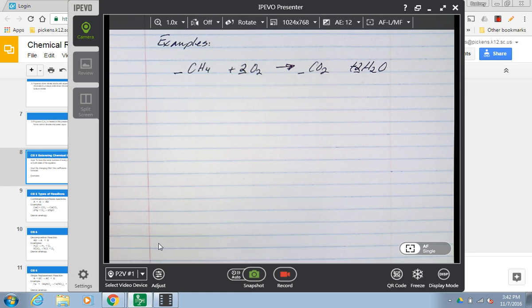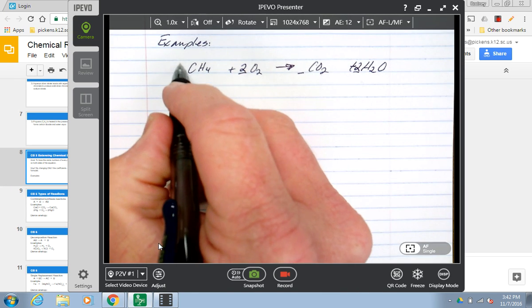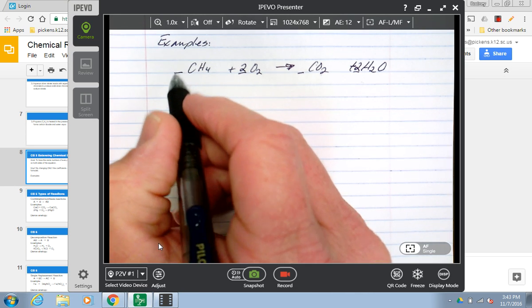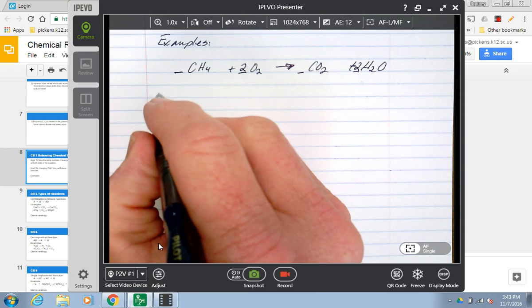So now it's balanced. Now you say, well, what about these blanks in front? Well, if you want to, you could put a 1 in front of that, but it's usually left blank. 1s are usually understood, so I'm going to leave them blank. But if you put 1s on yours, I'm not going to dock you for points or anything like that. All right, let's take a look at the next one.